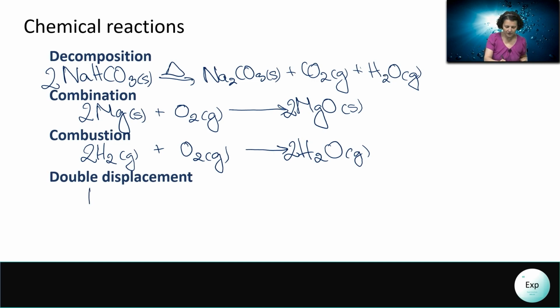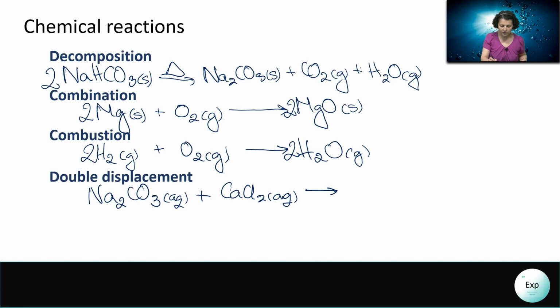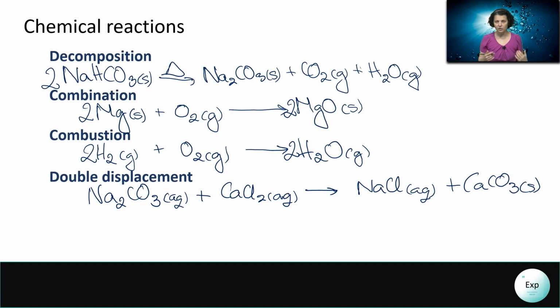So one example could be the reaction between sodium carbonate, which is soluble in water, so we mark it as aqueous, and calcium chloride, which is also soluble in water, so we mark it as aqueous. The result of the double displacement or the partner exchange is going to be the production of sodium chloride, which is soluble in water, so it will be marked aqueous, and calcium carbonate, which is a precipitate, and we indicate it as solid, which comes out of the solution in which the sodium chloride is dissolved. To balance this equation, we will place a 2 in front of the sodium chloride.